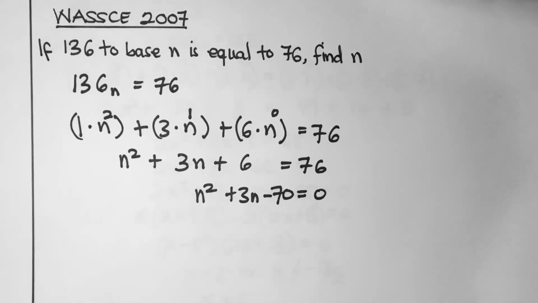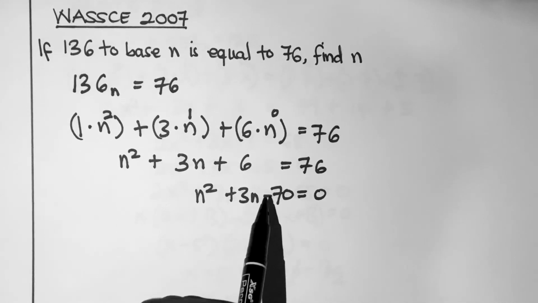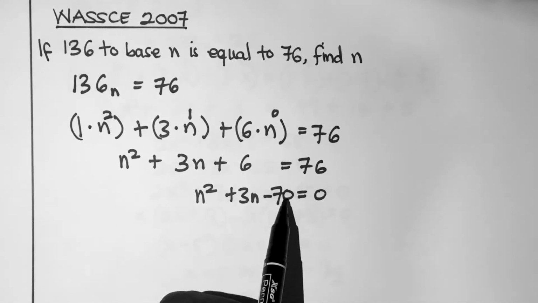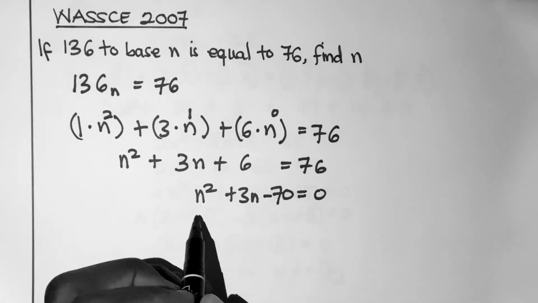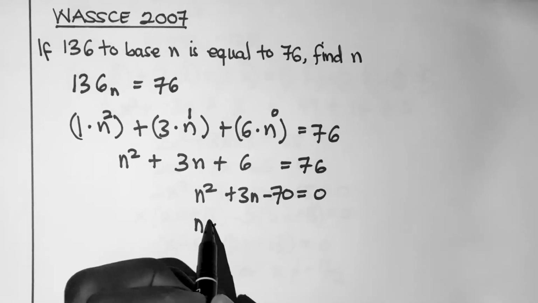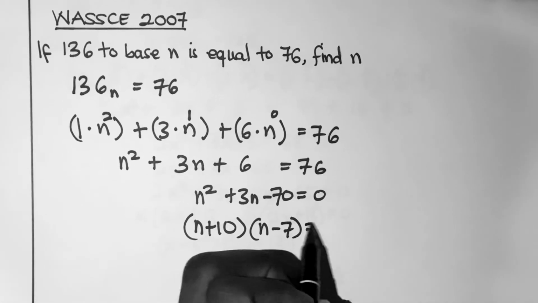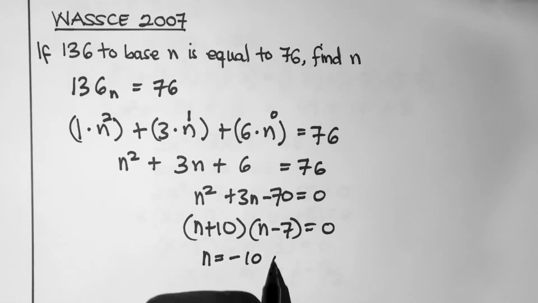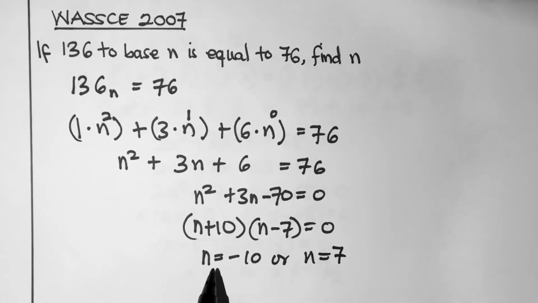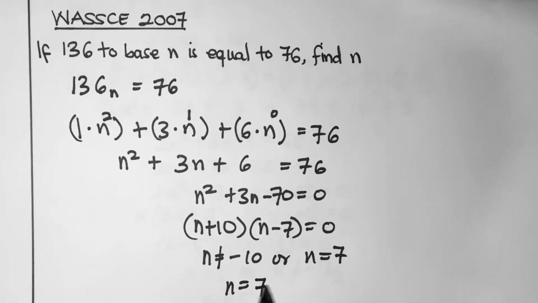So two numbers that when we multiply, we'll get minus 70, but when we add, get plus 3. So you see that 10 times minus 7 is minus 70. However, 10 minus 7 is 3. Therefore, in one bracket, we have n plus 10, then in another bracket, we have n minus 7 equals 0. So the values of n are n equals minus 10 or n equals 7. And just as we said, the base cannot be a negative number. So n cannot be negative 10. So the true value of n is n equals 7.